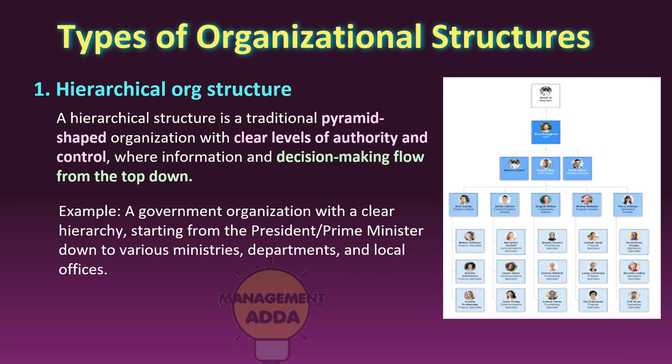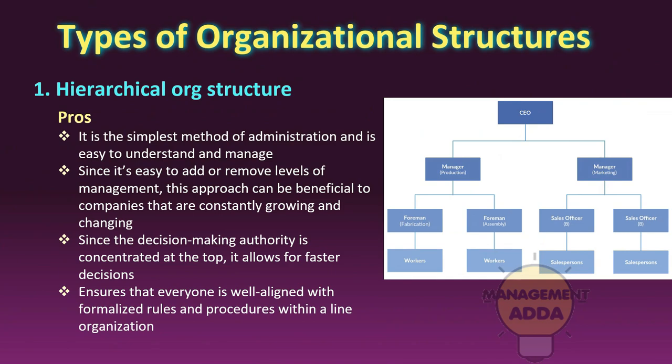Now, after understanding what a hierarchical organization structure is, let us see its advantages. First, it is the simplest method of administration and is easy to understand and manage. Second, since it's easy to add or remove levels of management, this approach can be beneficial to companies that are constantly growing and changing. Third, since the decision-making authority is concentrated at the top, it allows for faster decisions. And last, it ensures that everyone is well aligned with formalized rules and procedures within a line organization.